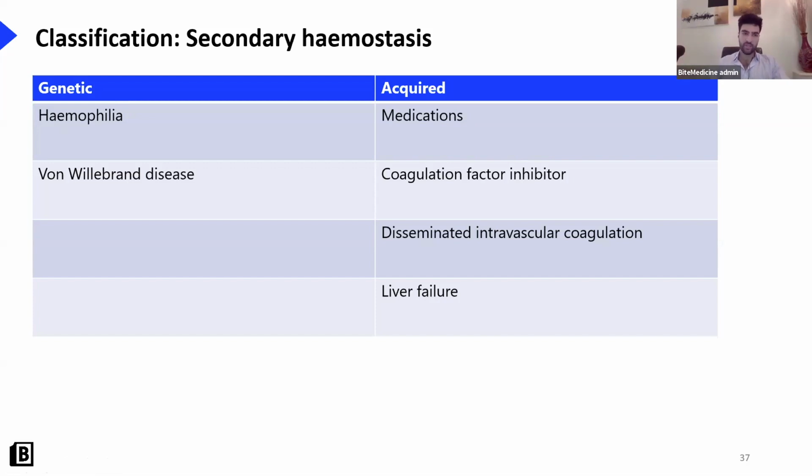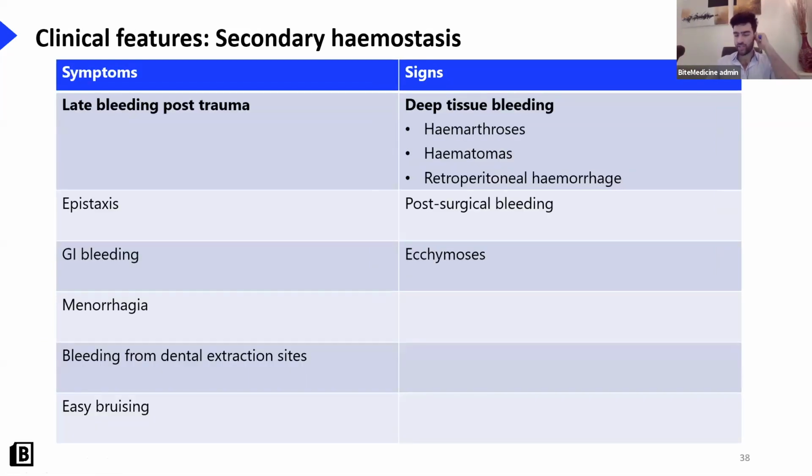So let's take a look at these in a bit more detail. Clinical features first. Remember, in primary hemostasis, you get early bleeding because you're unable to form that weak platelet plug. But in secondary hemostasis conditions, you are able to form that weak platelet plug. So you do have a temporary barrier, and you don't get early bleeding. But after a few minutes or even a few hours, that platelet plug will disintegrate and you will then start to bleed, because your coagulation cascade was unable to strengthen it. So you get late bleeding post-trauma.